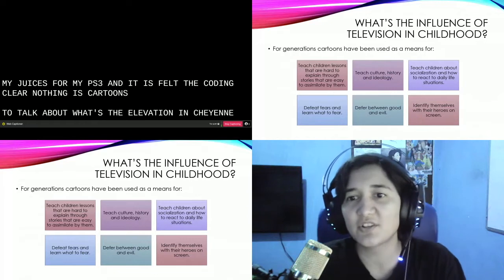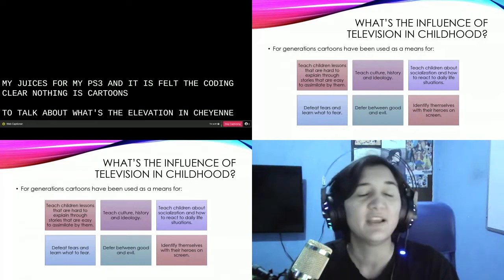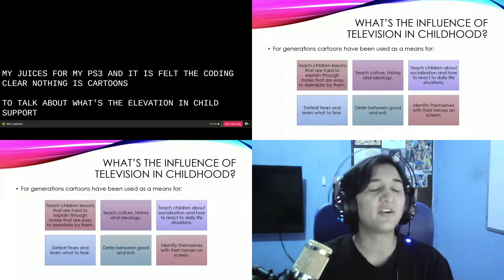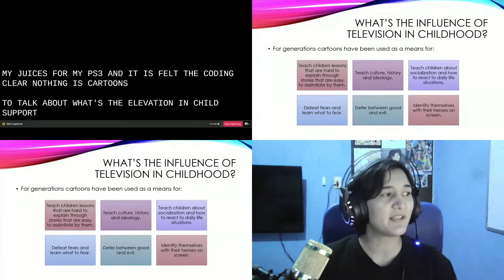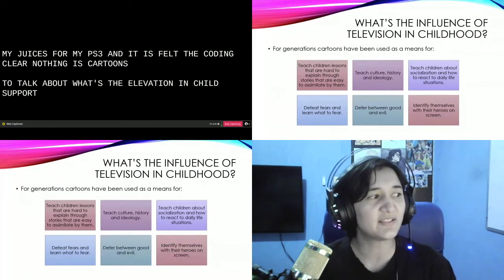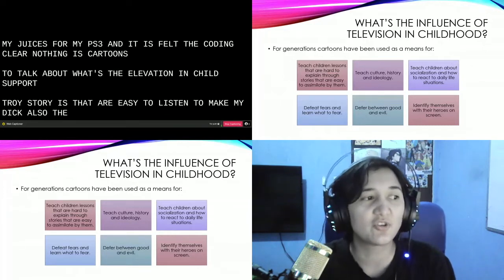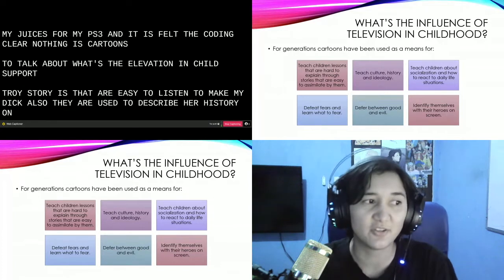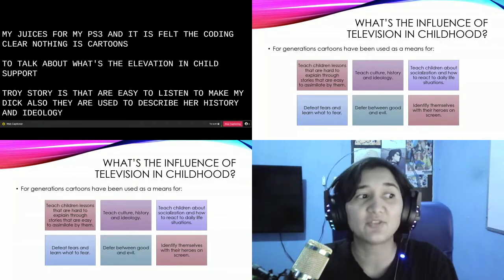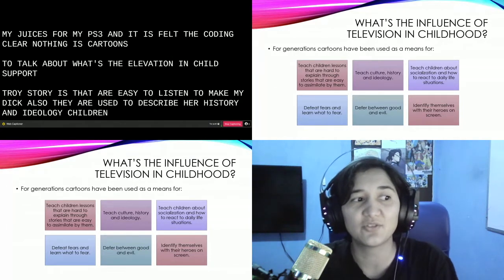For generations, cartoons have been used as a means to teach children lessons that are hard to explain, through stories that are easy for them to assimilate. Also, they are used to teach culture, history, and ideology. Teach children about socialization and how to react to daily life situations.